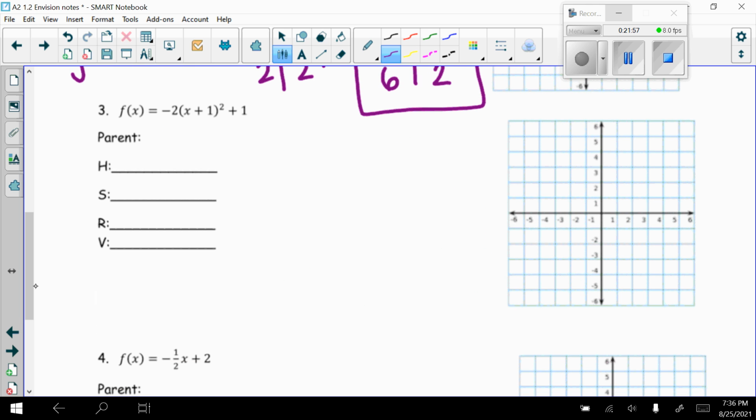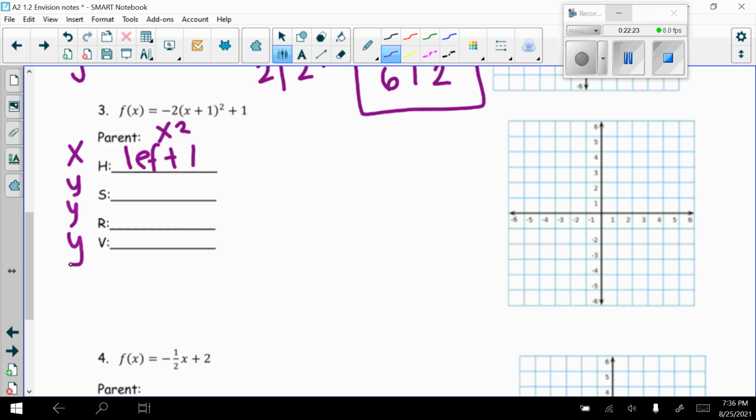Let's look at number 3. The parent, f of x equals -2 times (x plus 1) quantity squared, all of that plus 1. So we have lots of things here. Again, I have a squared, so its parent is x squared. H, I have parentheses, it's x plus 1. It comes out opposite. It's going left 1. That's my x. All of these are my y's.